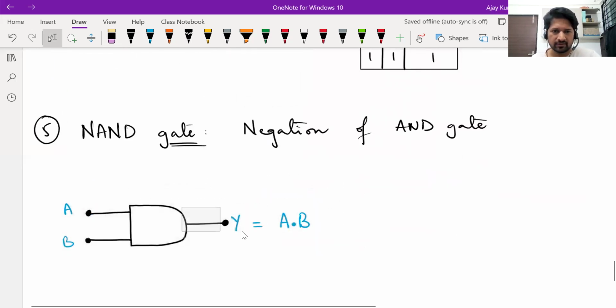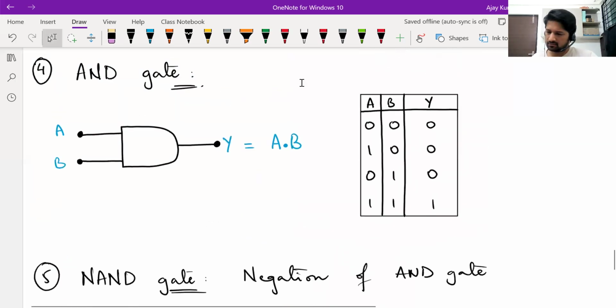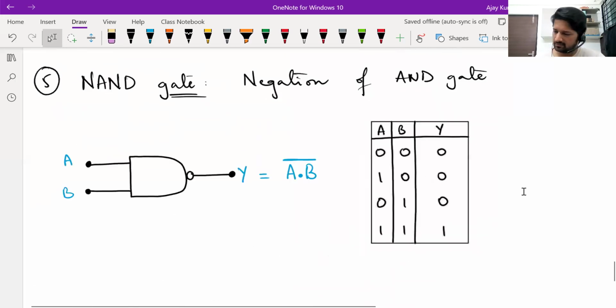There's only a slight difference between the symbol of AND gate and NAND gate, that extra circle in front, that's all. Circle basically indicates negation. Now, this time the output is the opposite of AND, so it will be (A·B) whole bar, negation of A and B. And the truth table is just the opposite. The output is just the opposite of that of AND gate.